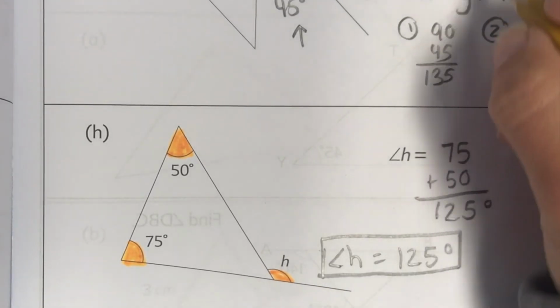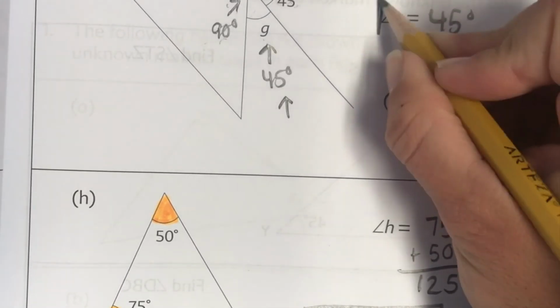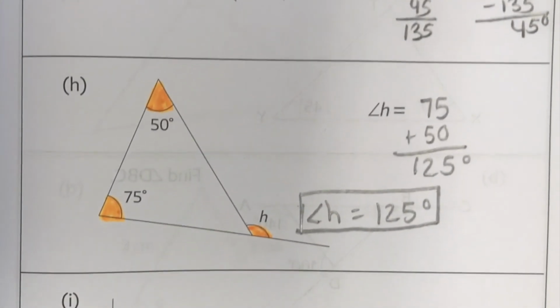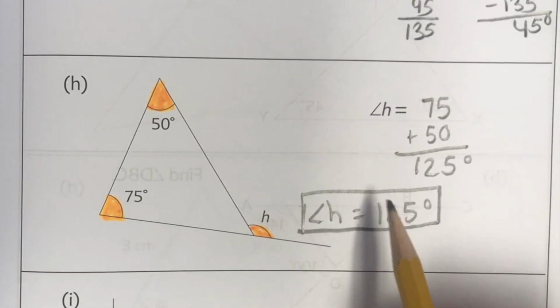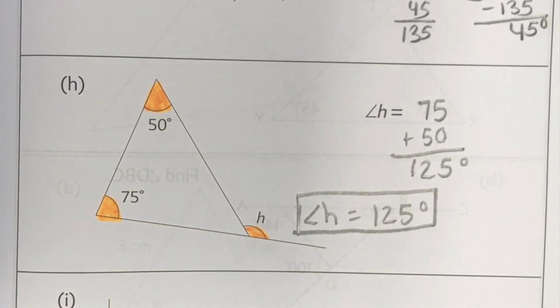Oops, I never boxed my answer up above. Angle G is 45 degrees. All right, back down to H. Angle H is 125 because we know that the exterior angle is equal to the opposite interior angles of a triangle. And let's just think about why that rule works.